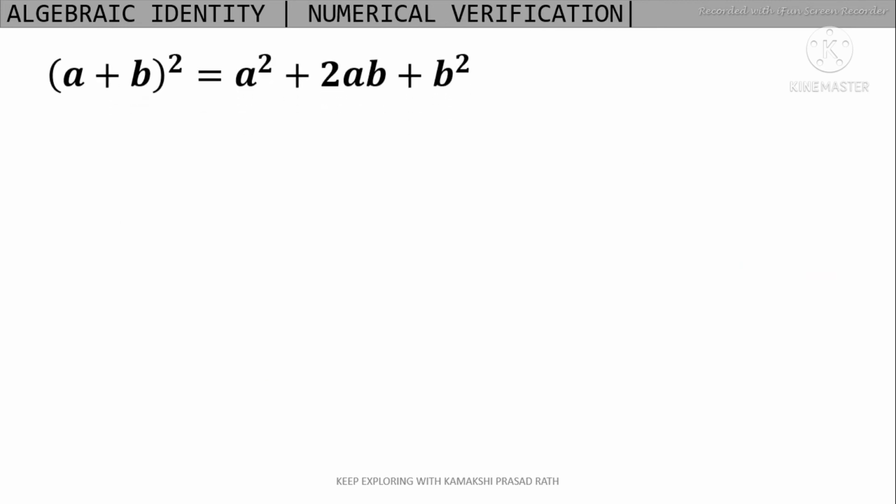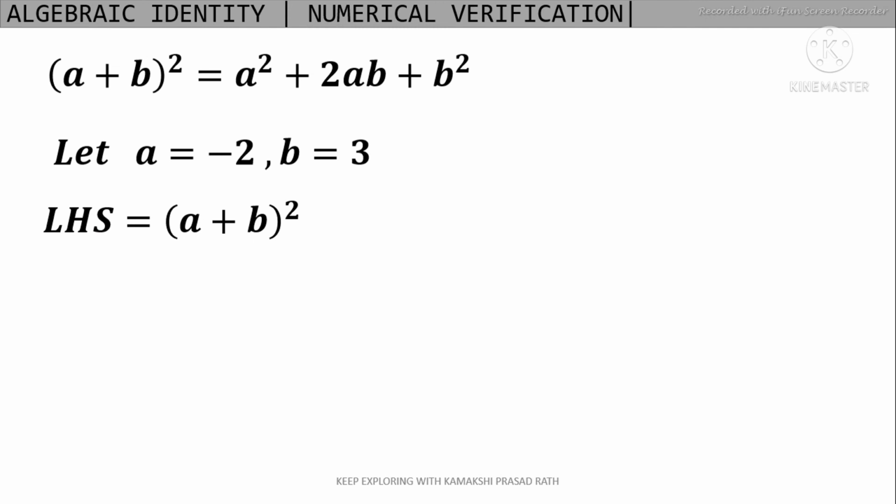Now let's verify this identity using a numerical verification. When you talk about numericals, we'll use some numbers. So in place of A and B, we will substitute -2 and 3. We will check here whether this identity holds true or not for these numbers. So let's start. Now we'll find the left hand side first. In the left hand side of our identity, we have (A plus B) whole squared. In place of A, we'll put -2, in place of B, we'll put 3. So -2 plus 3 inside the bracket, we have 1, and 1 squared is 1. So left hand side we have got 1.